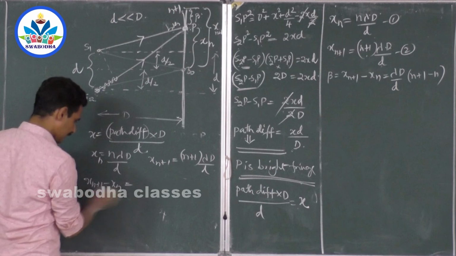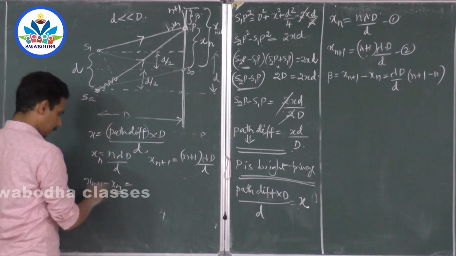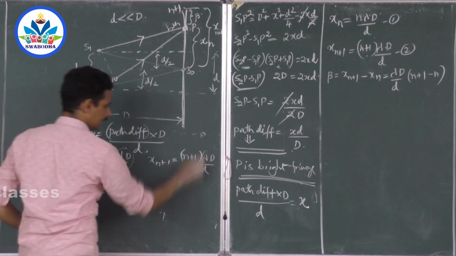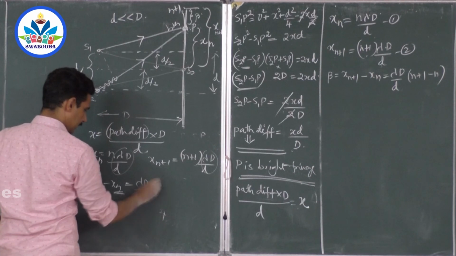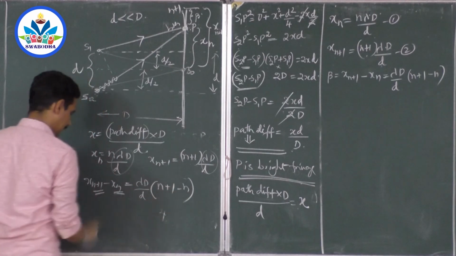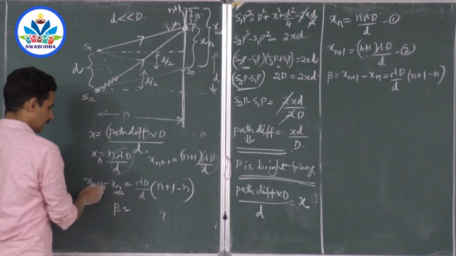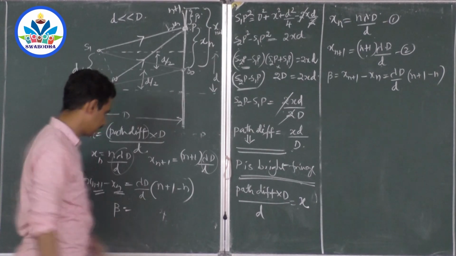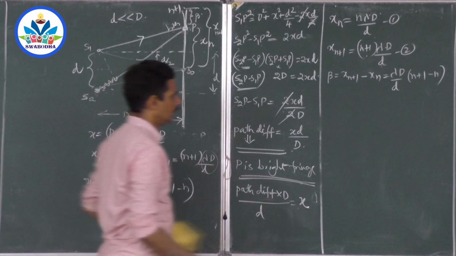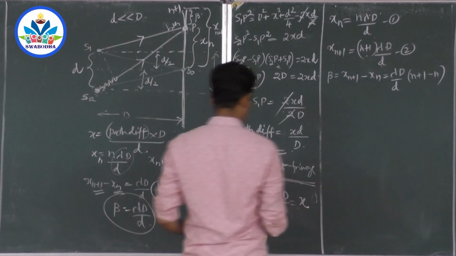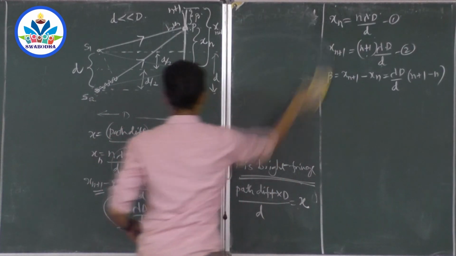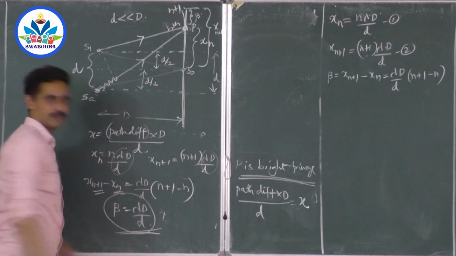So the distance between two successive bright fringes, n plus 1 and n, is this minus this. And here you have lambda D by d, here you have lambda D by d. Make it common. Remaining thing you subtract, n plus 1 minus n, that is lambda D by d. So this is called beta, the distance between two successive bright fringes, that is lambda D by d. This is the answer. Now where is this x? It is here. So shall I rub this? Yes. This is the distance between two successive bright fringes.